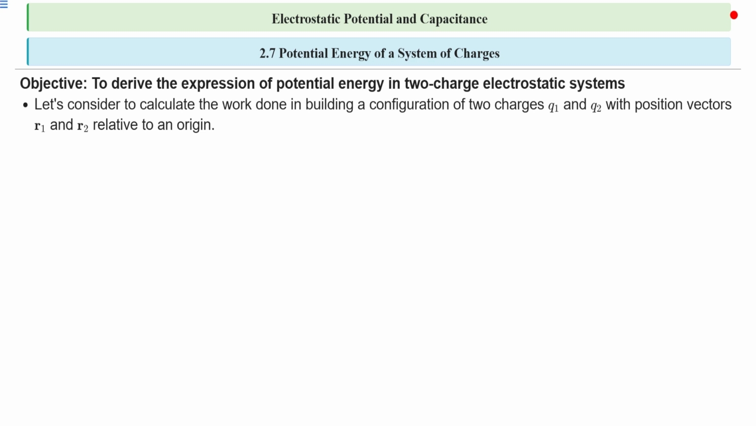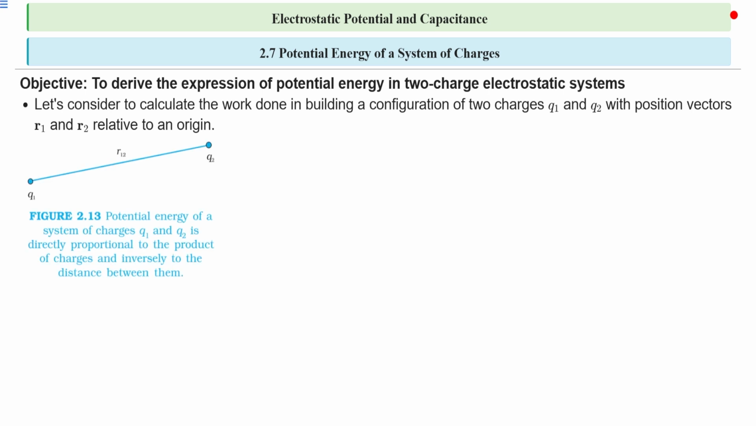Now there are two charges. First one is placed at a position vector R1 and the second charge is placed from the origin with position vector R2, like this. Here the position vectors are not shown, but this is Q1 charge, this is Q2 charge. The position of this Q1 with respect to origin is R1. The position of this Q2 charge with respect to origin is R2. And the distance between them is R12.